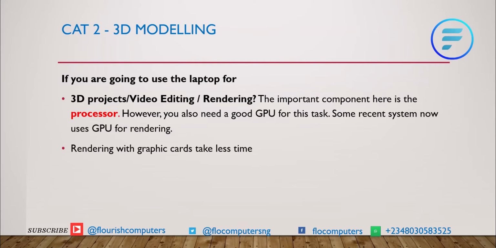However, you also need a good GPU for this task. Some recent systems now use the GPU for rendering. But like I said, the processor is the number one goal here. So the number two could be your GPU, but the number one you are looking at is what type of processor this system has.